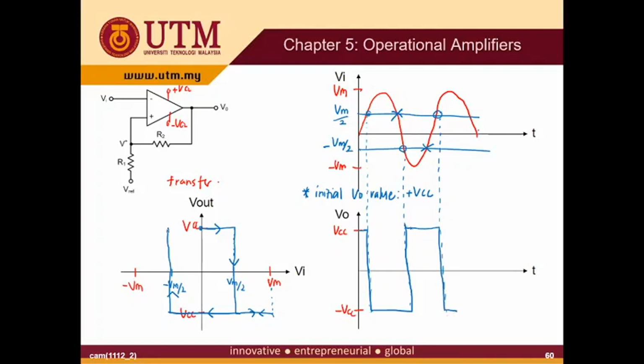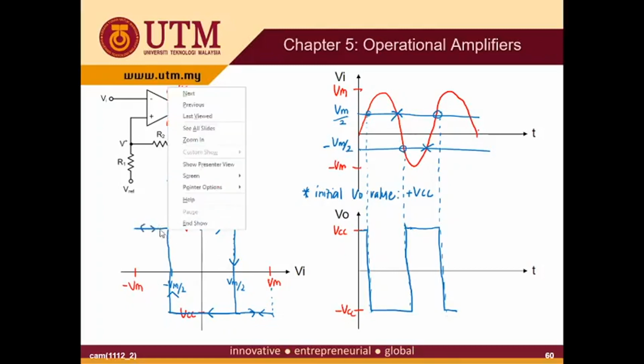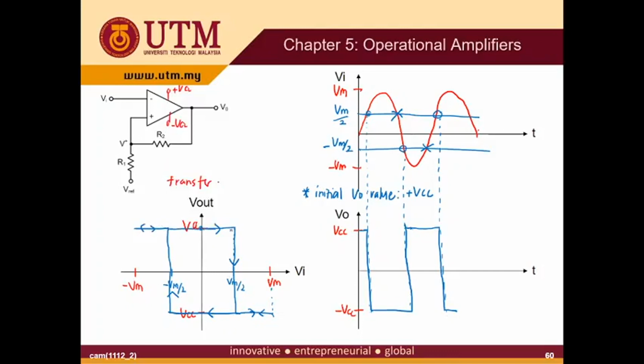Okay, so for the transfer characteristic, after it switches, it will go to the minimum value, the minimum peak, and then it will go back and finish the cycle, and then it will switch back when it reaches plus Vm/2, half of Vm. So this is the final answer for this example. So now we have drawn the Vout and we have drawn the transfer characteristic.